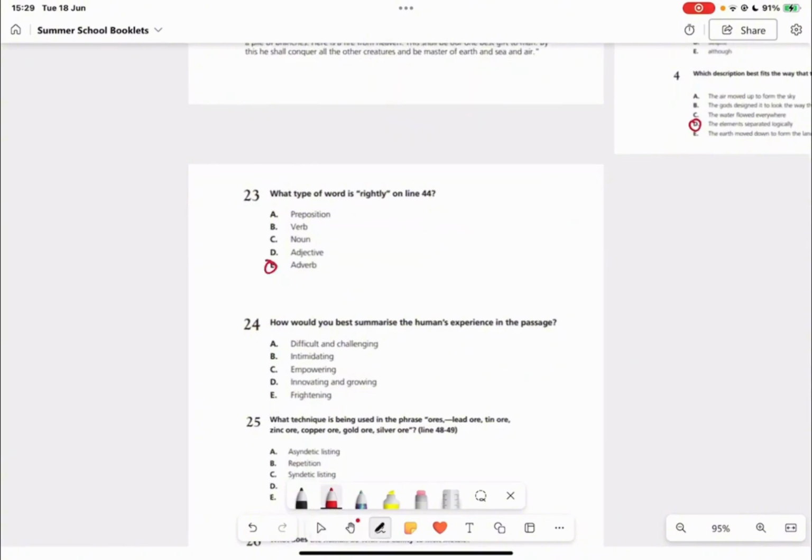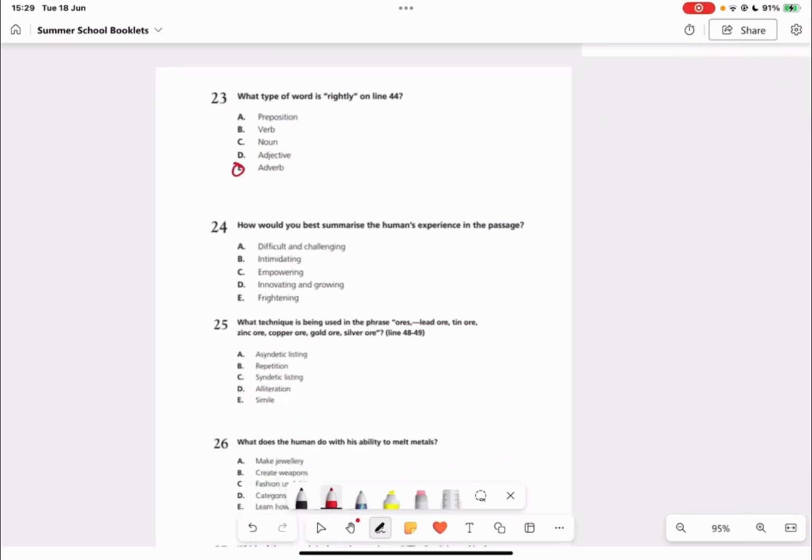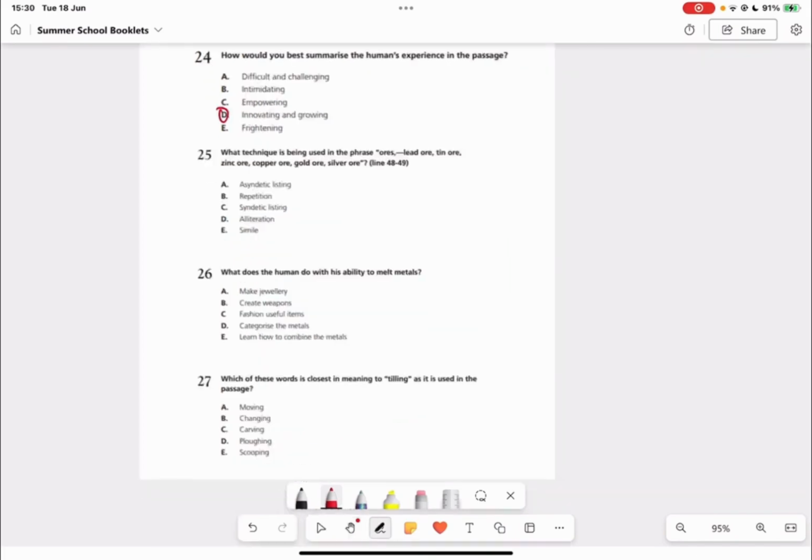Use it rightly. How would you best summarize the human's experience in the passage? So this will be innovating and growing. What technique is being used in the phrase ores: lead or tin or zinc or copper or gold or silver, in line 48 to 49? This one is going to be when it's listing and it's asyndetic, so that'll be A.